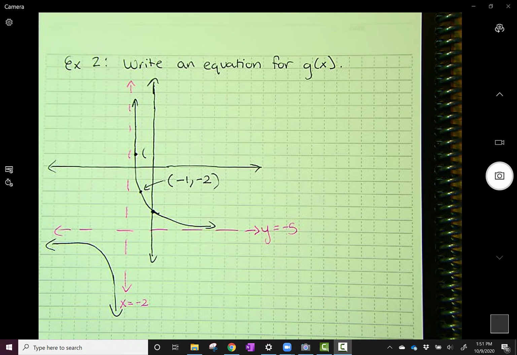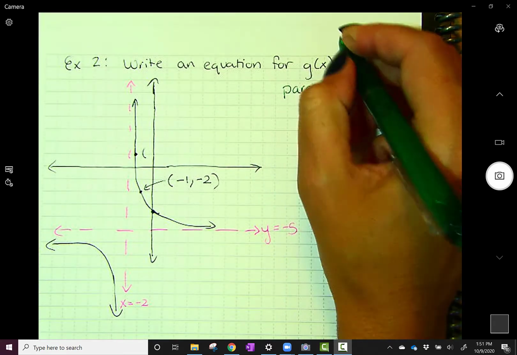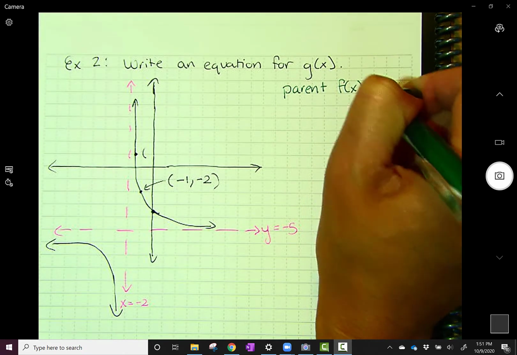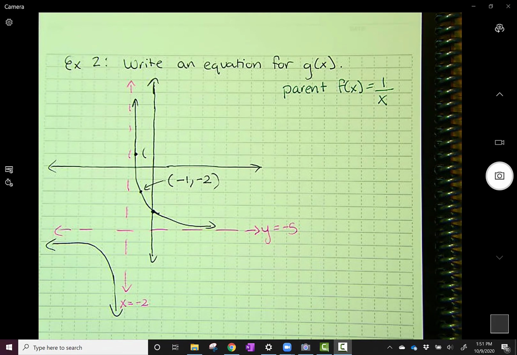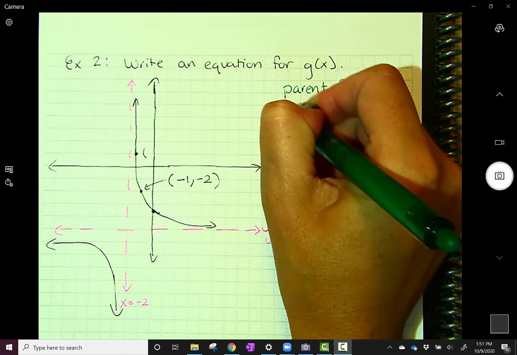In the last question, we are going to come up with the equation. So we start by looking at our graph and we identify it as our rational. So our parent graph is f of x is equal to 1/x. Now, f of x is equal to 1/x looks like this.